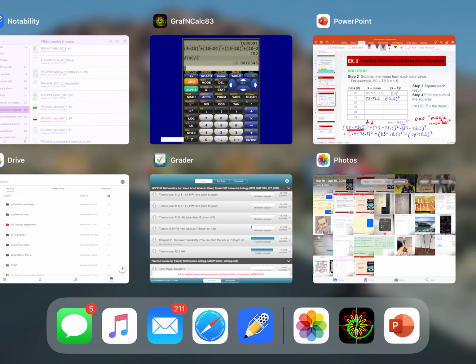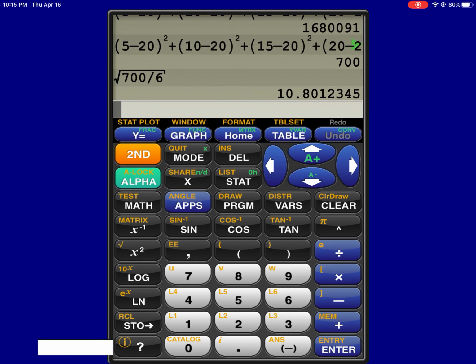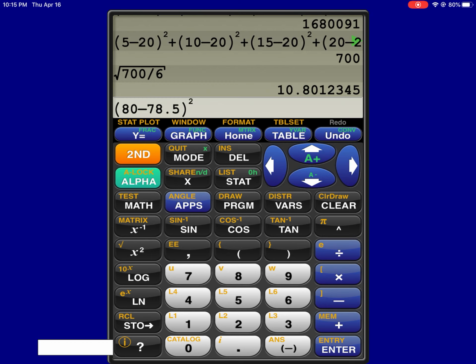So let me find our calculator, okay? And I just start typing. Ready? Here we go. 80 minus 78.5 squared, all right, plus, parenthesis, careful, 73 minus 78.5 squared, isn't this great, plus 87 minus 78.5 squared. Okay, just be careful. It's always the data item minus the mean. That's why you see how the mean, if you don't get the mean right, your whole problem's wrong.